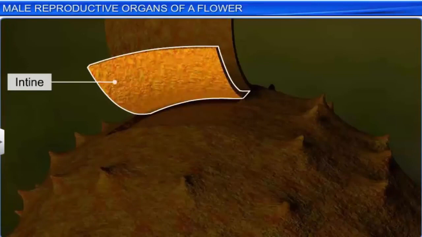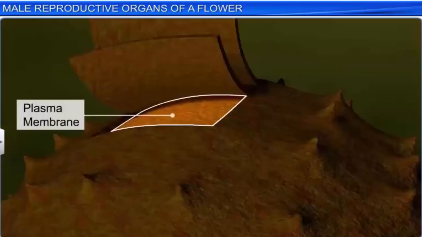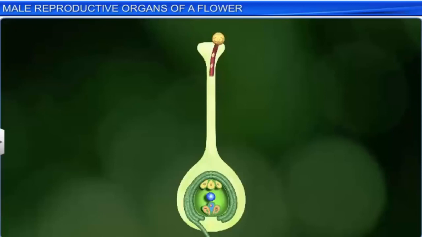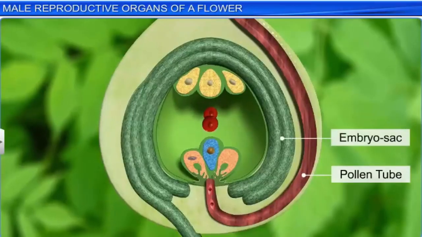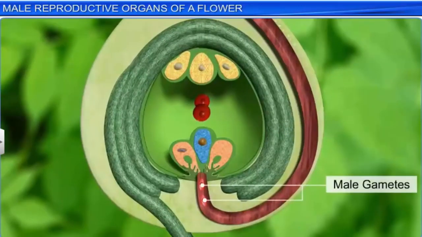Intine, on the other hand, is a thin and continuous inner layer of wall composed of cellulose and pectin. On the inner side of the intine is the plasma membrane that surrounds the pollen grain's cytoplasm. When pollen grains land on the stigma, they germinate into a pollen tube that carries the male gametes towards the embryo sac. This ability of the pollen grain to deliver the male gametes to the embryo sac is called pollen viability.